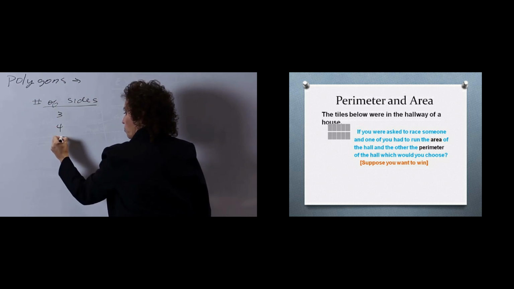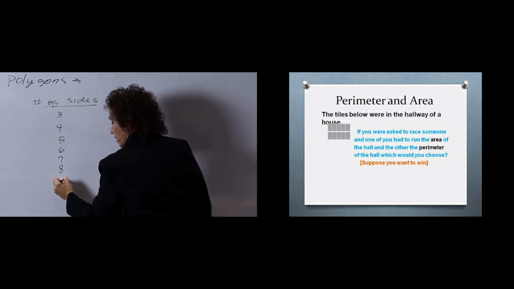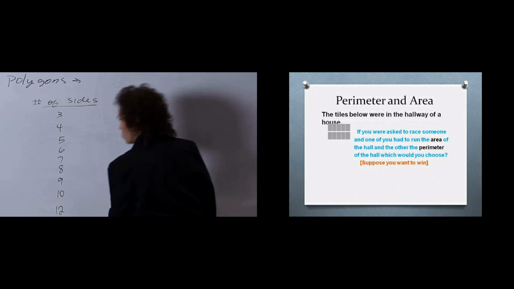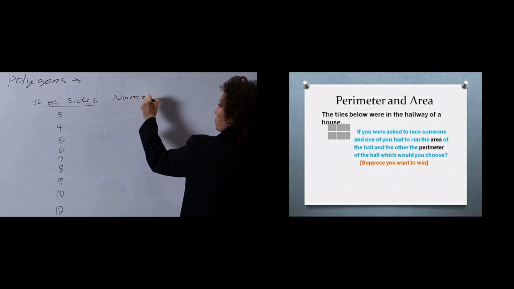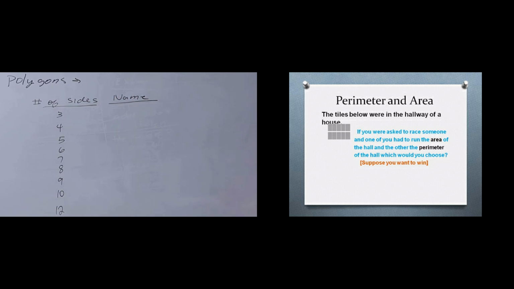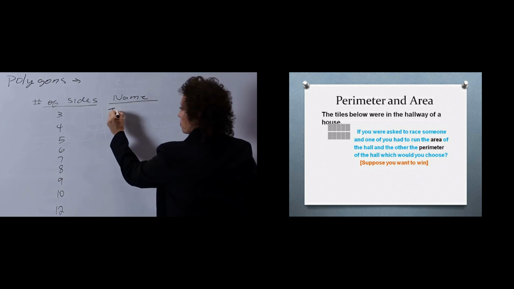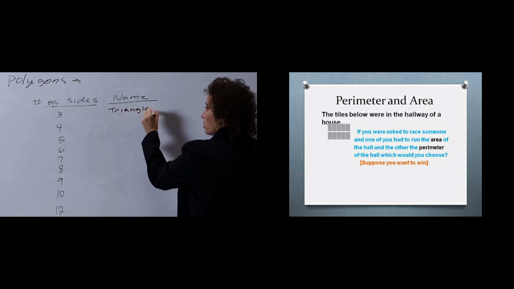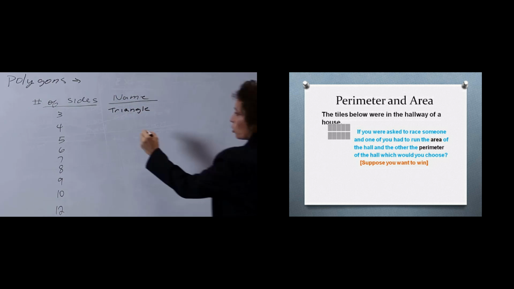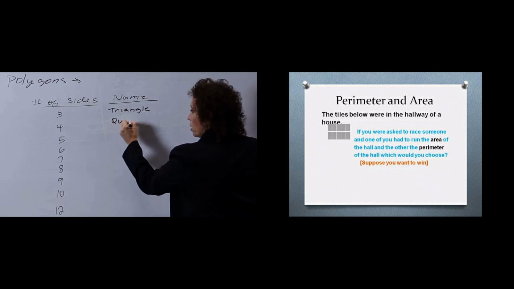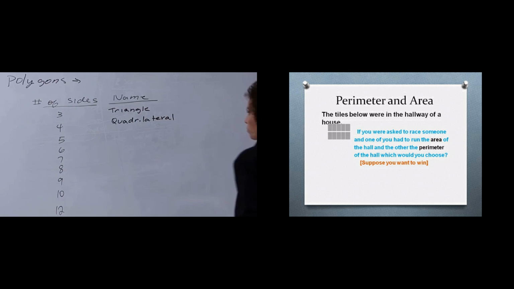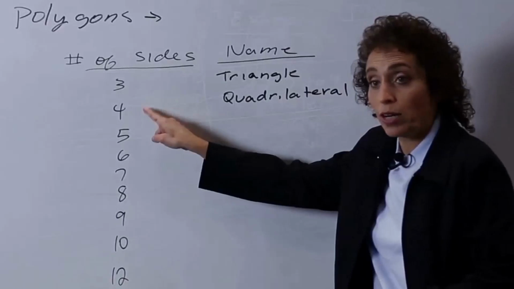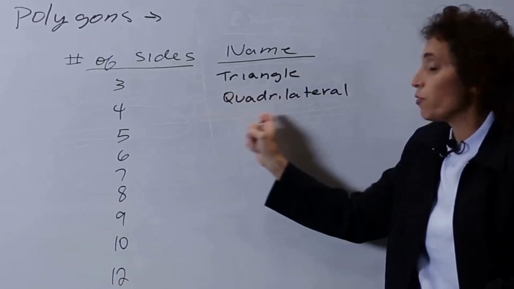So let's say 3 sides, 4 sides, 5 sides, 6 sides, 7 sides, 8 sides, 9 sides, 10 sides, and I love the 12, so I'm going to tell you about it. Okay, and this is their name. A 3-sided figure, or a 3-sided polygon, is a triangle. A 4-sided figure, or polygon, is a quadrilateral. Now, I know what you're thinking. You're thinking square or rectangle. Well, they are types of quadrilaterals.